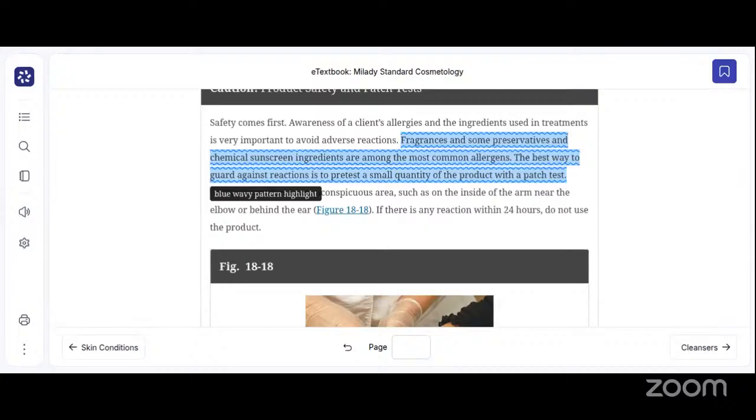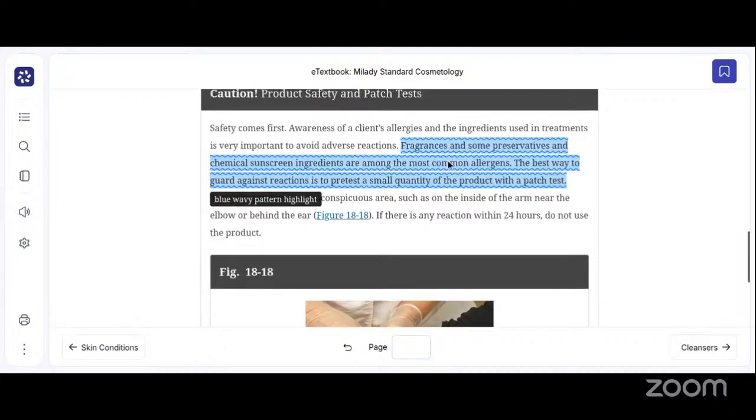Preservatives help preserve the products. They help preserve the longevity of the products. But you have to research preservatives. You have to make sure they're preservatives that don't irritate the skin as well, and of course, reduce fragrances.